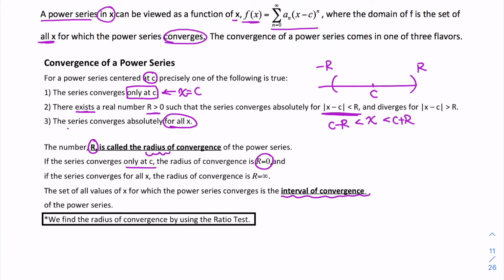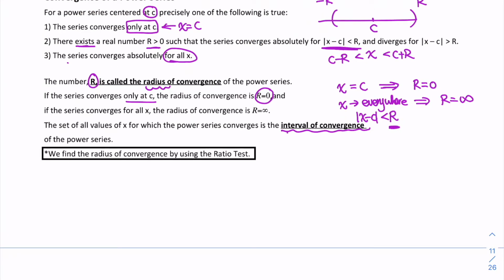There is a lot of information here. If we only converge at x equals c, so x can only be there, then the radius equals 0. X cannot go anywhere. If the series converges everywhere, so x can be anything, then the radius will be infinity. Or it only converges in this interval. This r is the radius of convergence, and the interval of convergence is where x is convergent.